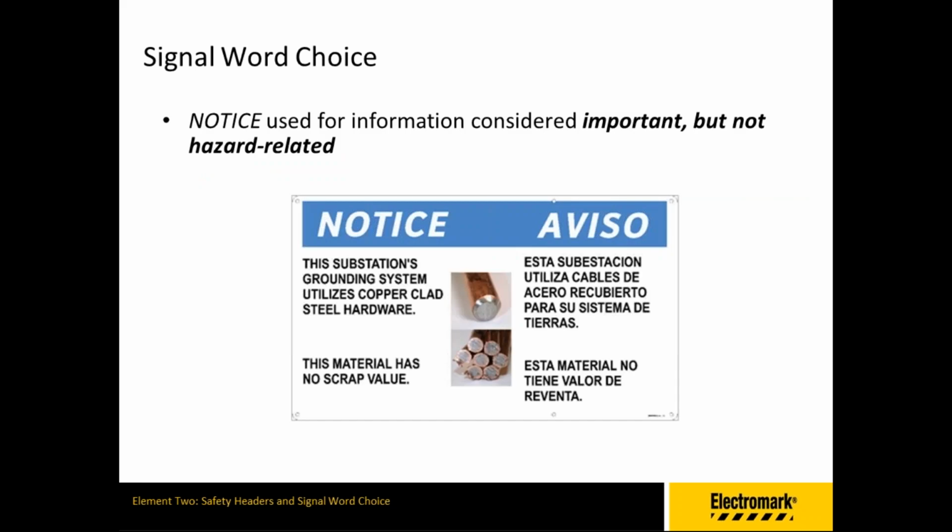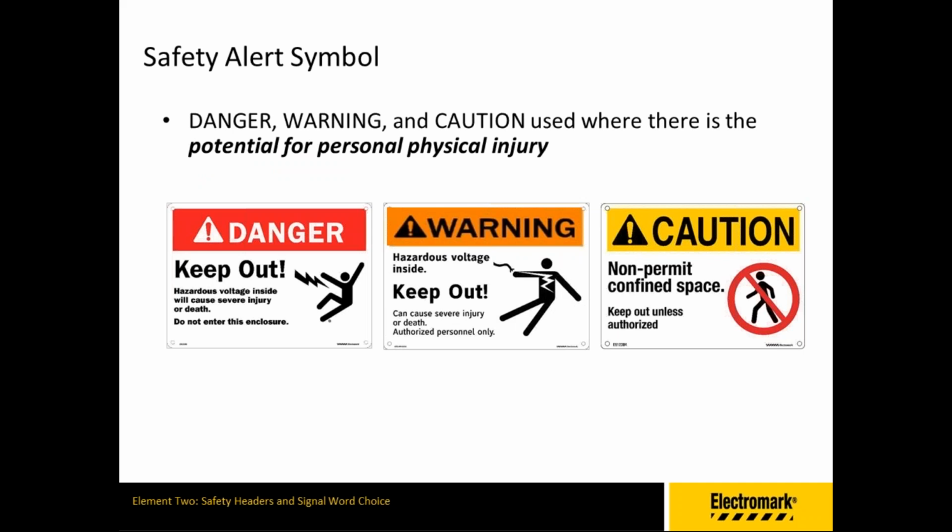And then notice is used to indicate information that's considered important but not hazard related. The safety alert symbol is always incorporated in the signal word panel with the hazard alert signal words danger, warning, and caution. The symbol is not used with notice, safety instruction, or safety equipment location signs. And the signal word header panel is to contain only the signal word and the safety alert symbol. It can't contain other words that should belong in the worded message, such as keep out. They belong down below the header.